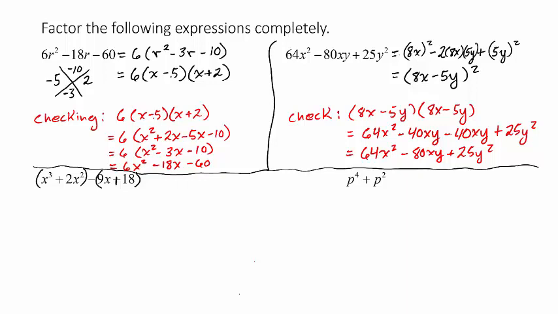Okay, so from that first grouping, x cubed plus 2x squared, I can factor out x squared, right? So I will be left with x. x squared times x is x cubed, plus 2. x squared times 2 is 2x squared.